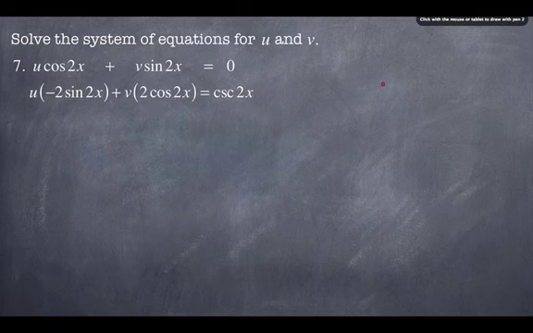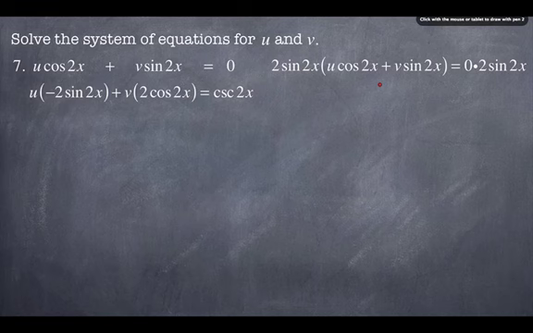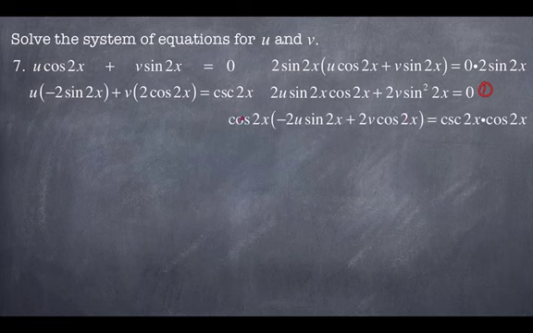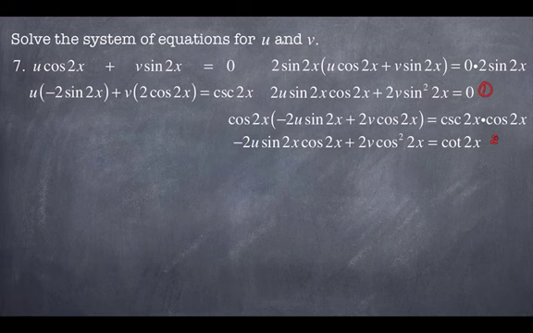So this is what we're going to do. We are going to multiply the first equation by 2 sine 2x, both sides. Once you do that, you end up with this. Now, why did I multiply by 2 sine 2x? You'll see in a little bit. This is my new first equation. The second equation, I'm going to multiply by cosine 2x. Why am I multiplying both sides by cosine 2x? You'll see why in just a little bit. And this is my new second equation.